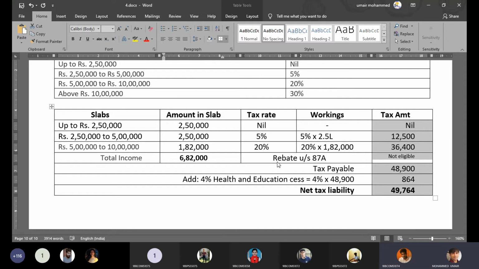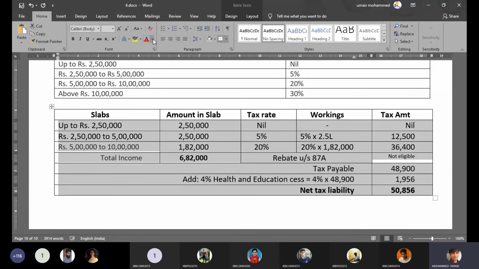48,900. The cess amount is 1,956. Oh, you get 1,956. Okay. Yes, sir. 1,956. So you add both now, plus 48,900. So 50,856. Or this will be converted into 50,860. We have to round off to the nearest 10 rupees as per the rules. But anyways, if you do up to here, it's well and good. So this is how we compute the tax liability of individuals.